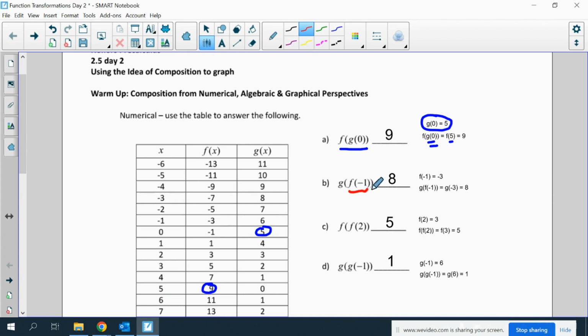I would find f of -1 first, and then that is -3. So then I look at g of -3, which is 8. Likewise, if I have f of f of 2, I would find f of 2, which is 3, and then find f of 3, which is 5. Likewise for g of g of -1, g of -1 is 6, and then g of 6 is 1.